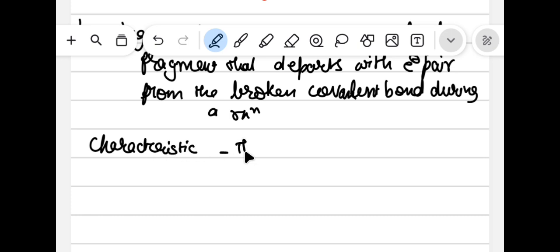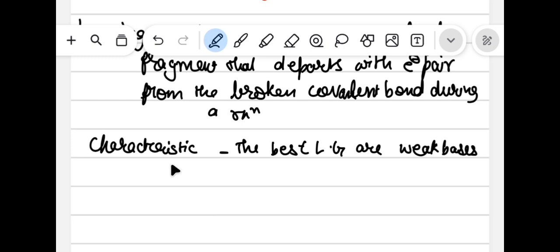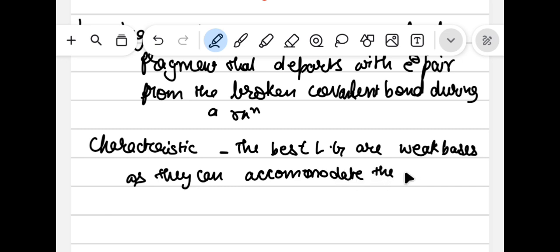So the characteristic is the best leaving groups are weak bases because they can stably accommodate the negative charge once detached.